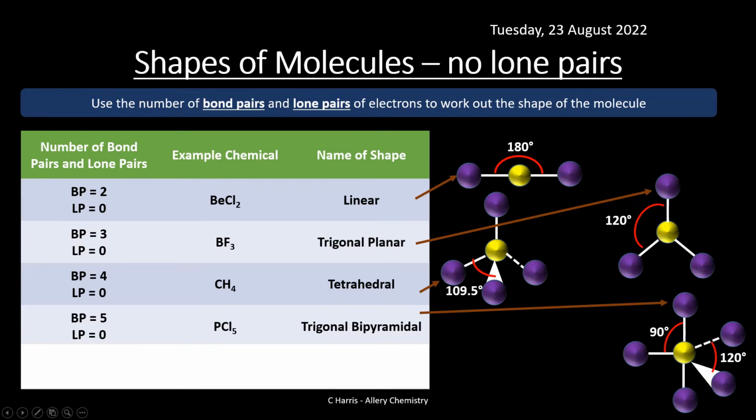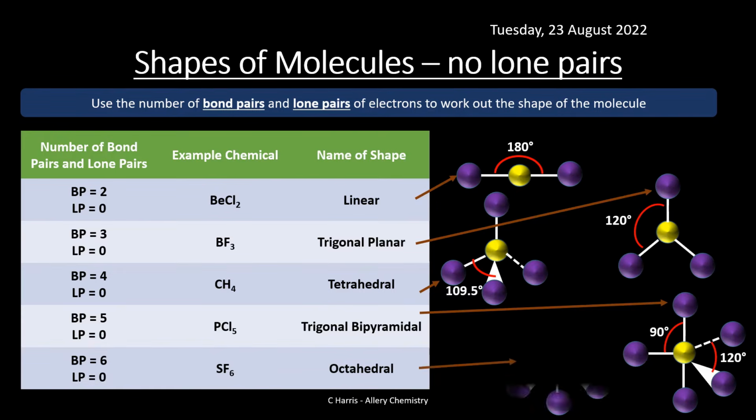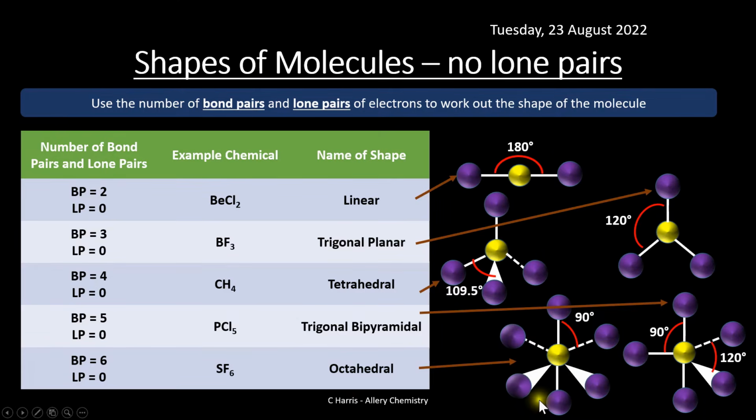Okay, the last one on here, so these are all molecules with no lone pairs, is 6 bond pairs and no lone pairs. This would be something like SF6, and this is called octahedral. The bond angles are 90 degrees between all of them. The reason why it's octahedral is, if we draw lines going 1, 2, 3, 4, up to these, we've got the square in the middle and the 2 poles either side, then it would form an 8-sided 3-dimensional shape.